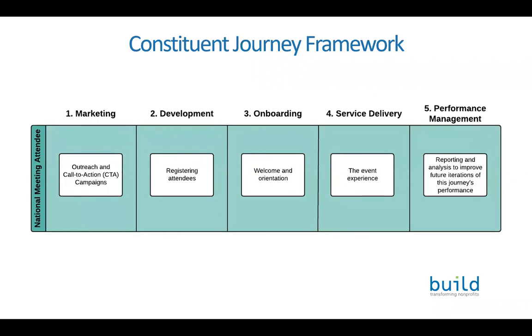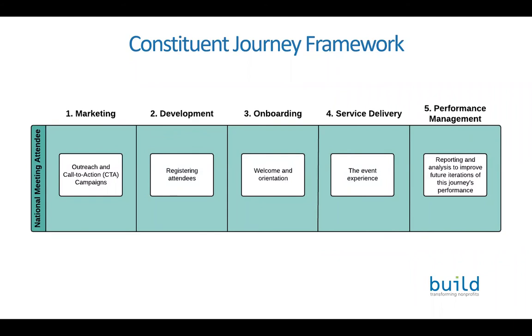Now thinking about national meeting attendees. Again, you have a marketing phase where you're promoting your national meeting or conference with outreach, call to action, really getting people to the point where they say, yes, I want to attend this event. And then when they make that response, you go through a development process with them, which is basically collecting their information to the point where they are fully registered to attend.